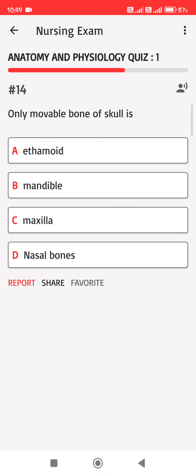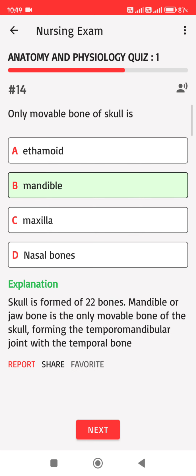Only movable bone of skull is A. Ethmoid, B. Mandible, C. Maxilla, D. Nasal bones. Correct answer: B. Skull is formed of 22 bones. Mandible or jaw bone is the only movable bone of the skull, forming the temporomandibular joint with the temporal bone.